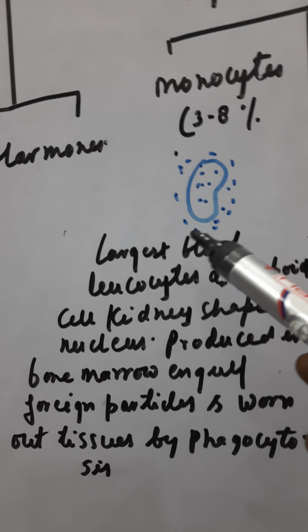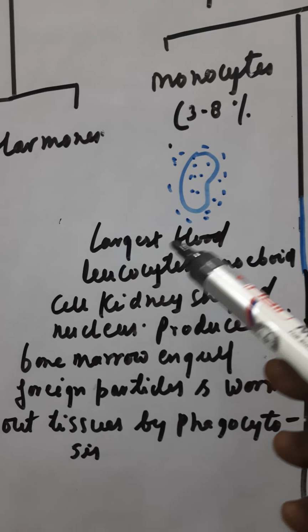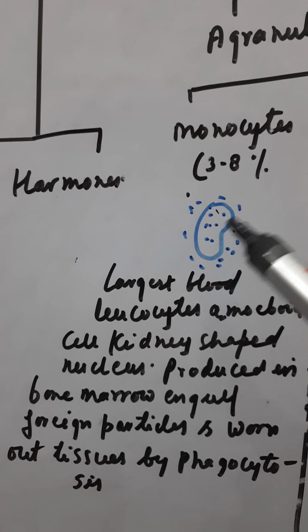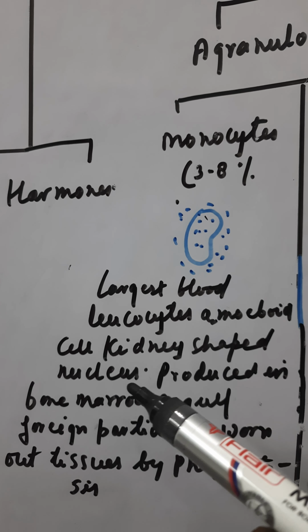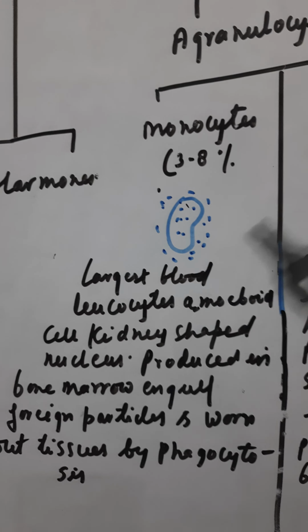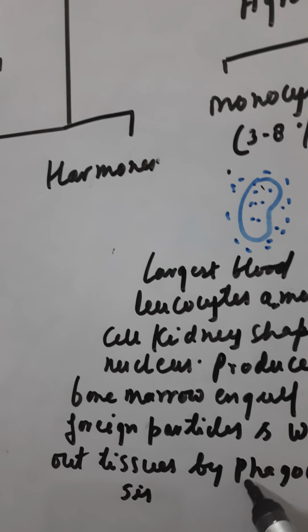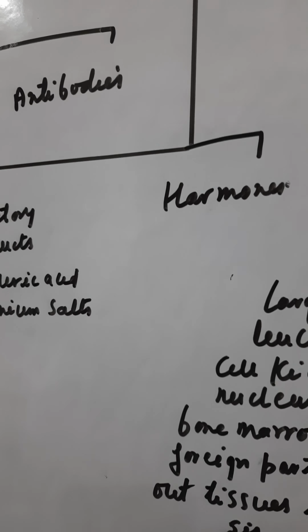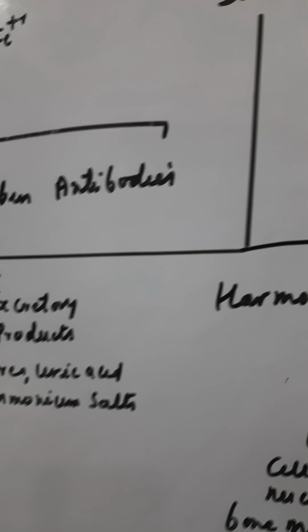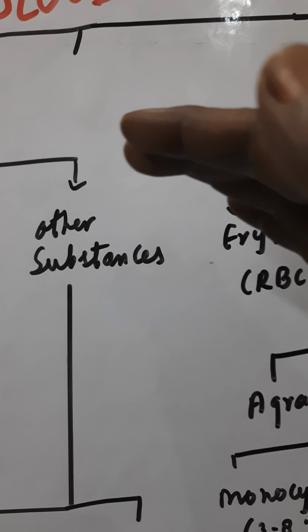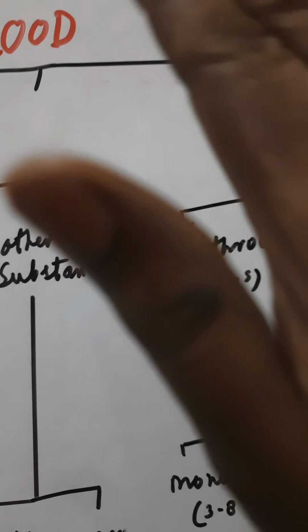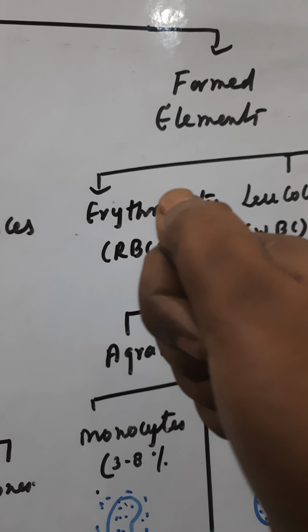Now, monocytes are the largest blood leukocytes, and they are amoeboid cells with a kidney shaped nucleus. You can see over here, this is the kidney shaped nucleus. It is present in bone marrow, and its main function is to engulf foreign particles and worn out tissue by the process of phagocytosis. Children, phagocytosis is the engulfing of some particle. For example, if some antigen comes inside the body, then the cell moves like this, and ultimately it engulfs that particular antigen.